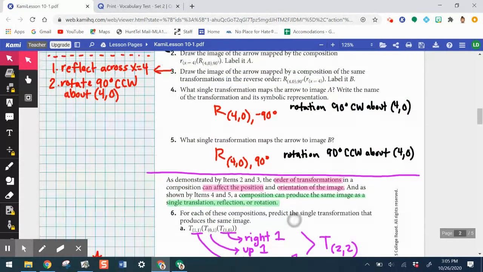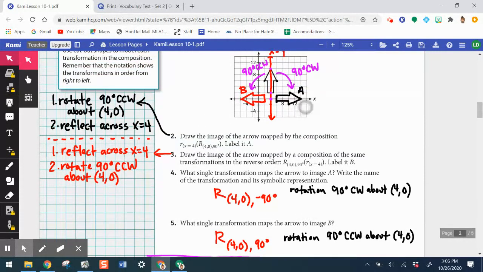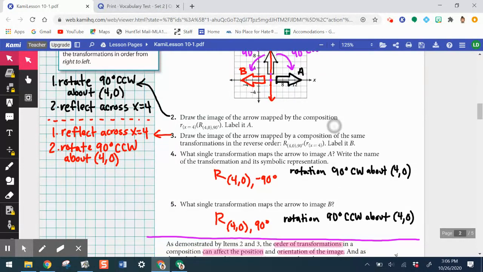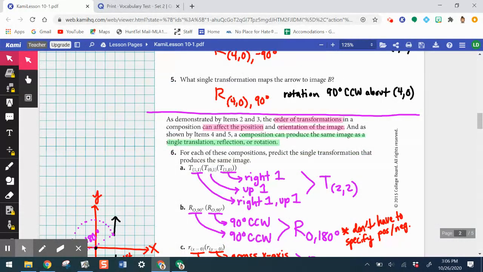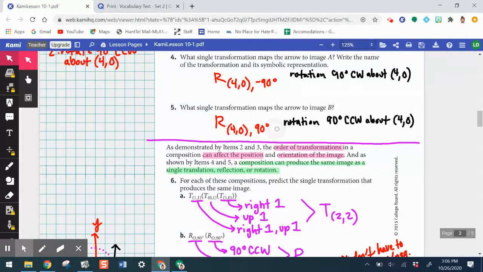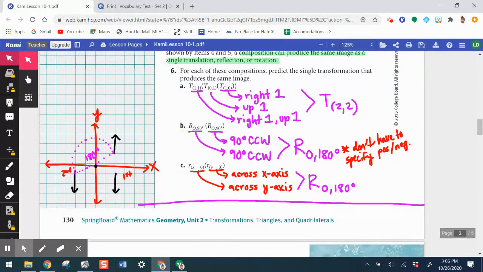So what we saw up here is that in order to get to arrow A, we could have just simply done a 90 degrees clockwise rotation about the point (4, 0). We didn't have to rotate it 90 counterclockwise, then reflect across x equals 4, which was 2 transformations. What we're seeing here is that we can actually use 1 transformation. So we're learning the notation, but we're also trying to learn what single transformation can produce the same image.